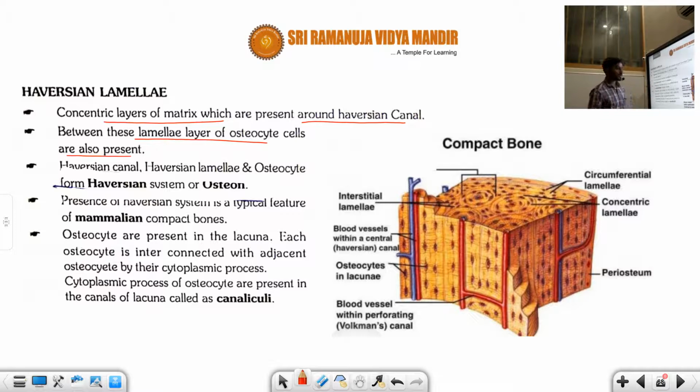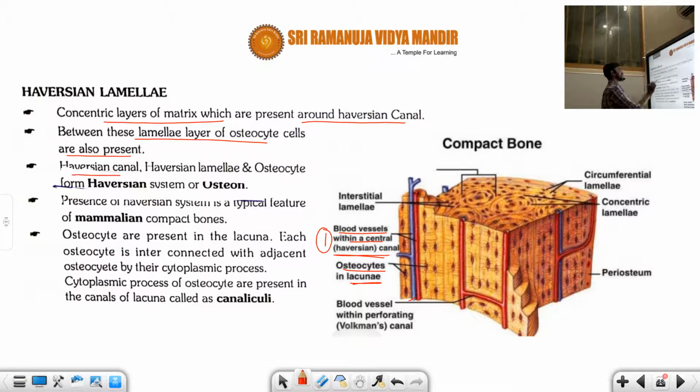Now you can see, student, what we're talking about at this point. Again, you can take the previous diagram as a reference. This is about the Haversian canal. This Haversian canal is filled up with blood vessels within the central part only. You can see between these lamellae, here and here are Haversian lamellae. Between these, the osteocyte is present in the space, in the lacuna.